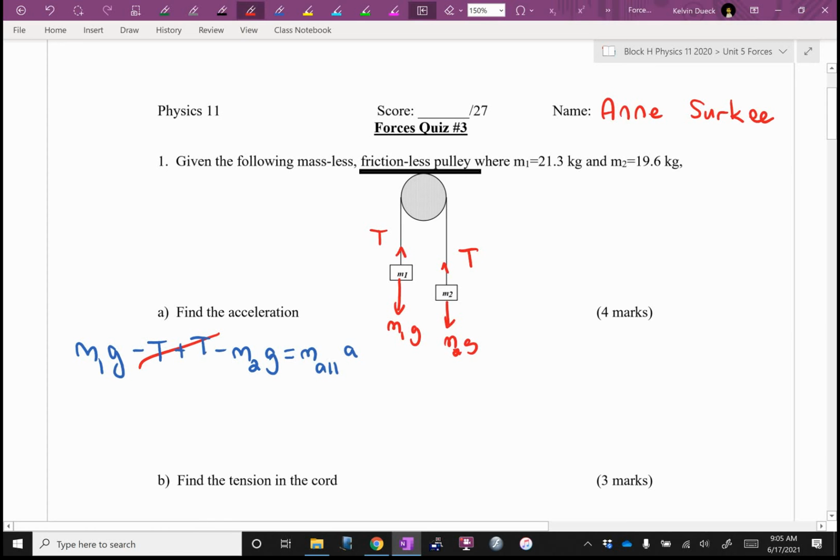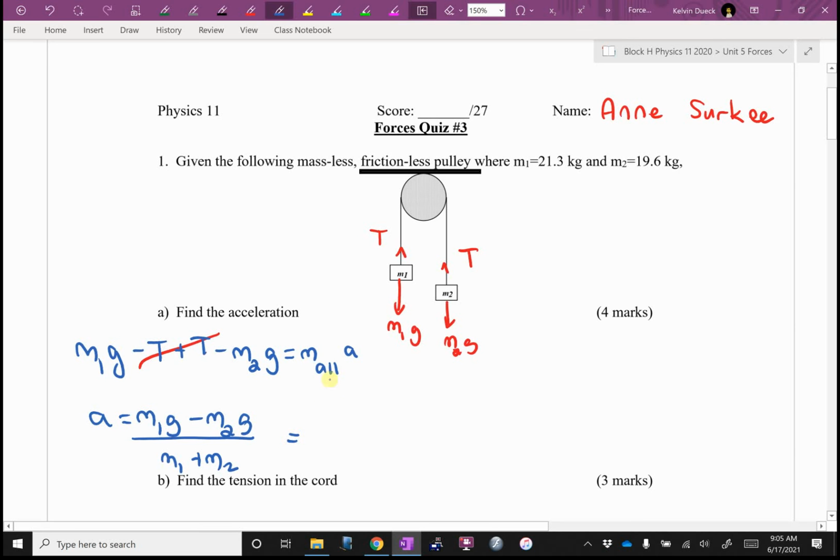I can stretch it out. Tension cancels. A is going to be M1G minus M2G all over M1 plus M2. If you just divided by M all on this line, I'm fine with that, but I'm showing you the separate steps that I give marks for.